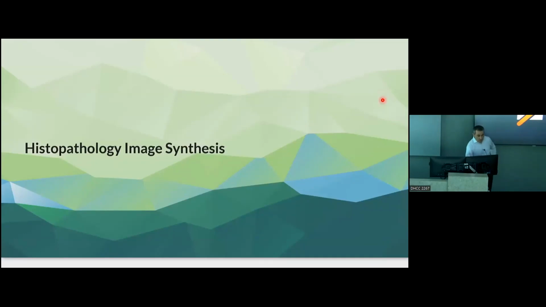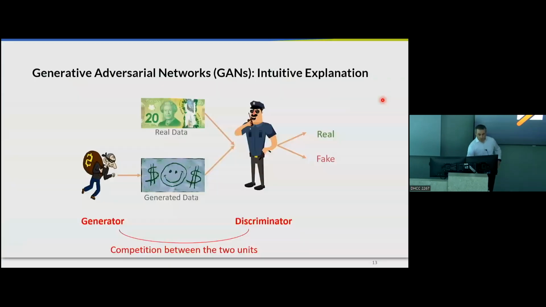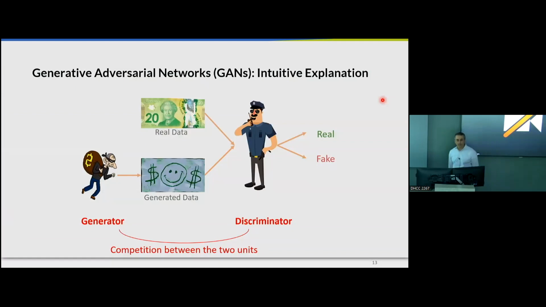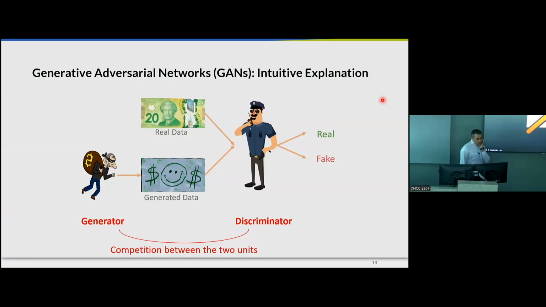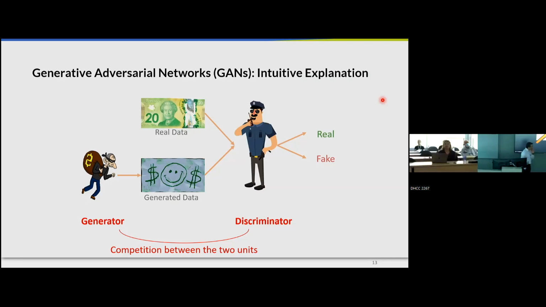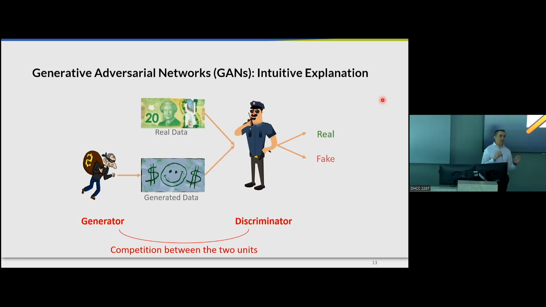So the first one is coming back to this pathology image synthesis. You may wonder how these models actually work. Basically, these models are a class of algorithms called generative adversarial networks, or GANs. The intuitive explanation is that you have two AI models playing a game. One model generates images, which we call the generator, and the other model is a discriminator that tries to tell whether the generated image is real or synthetic.